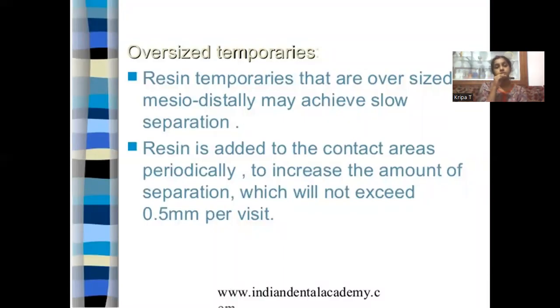Then oversized temporary crowns made of resin, which are oversized mesiodistally in increased width to achieve a slow separation. And we'll go on adding resin to the contact area so that the separation will also increase, which does not exceed the physiologic limit of 0.2 to 0.5 mm in a visit.